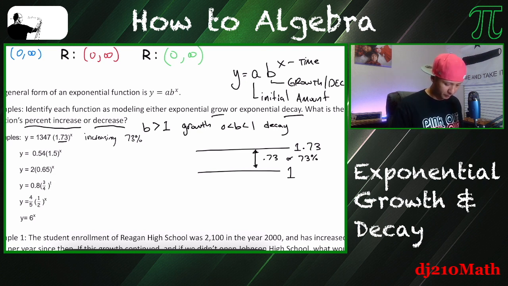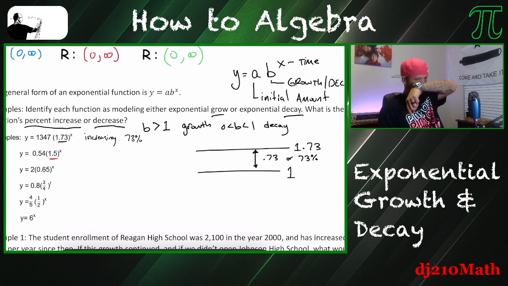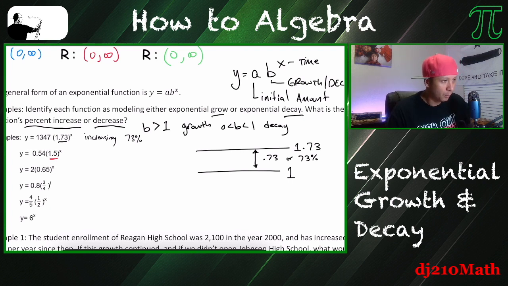All right, the second one, we have 1.5. Again, we want to compare this to 1. So obviously it's bigger than 1, so it's going to be increasing. And the percent that is increasing is 50%, because that's how much bigger it is than 1.